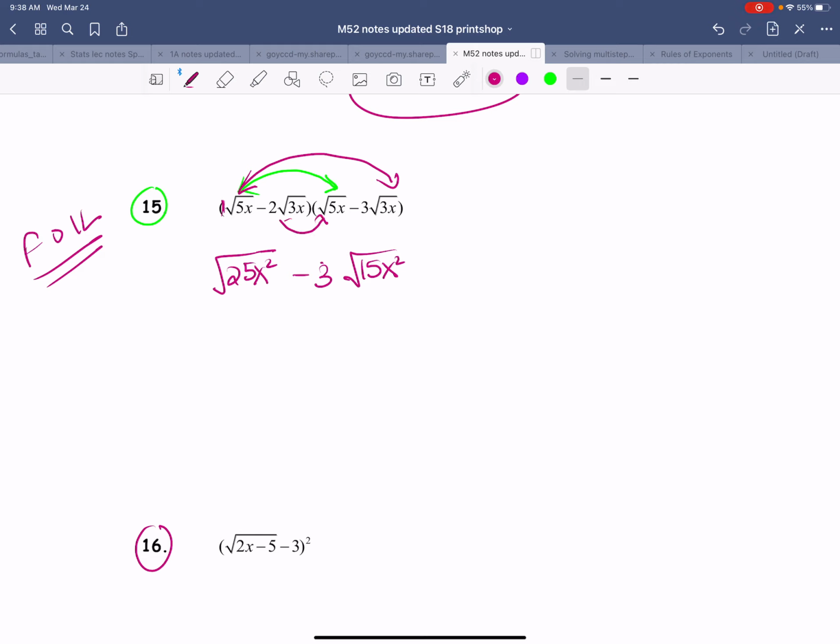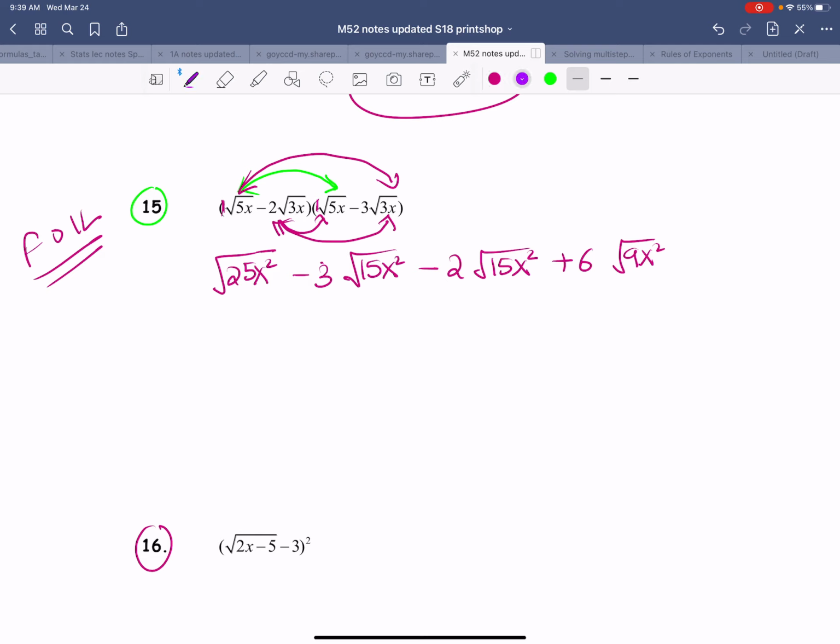It's time to multiply inside and inside. Positive times negative is a negative, and there's a hidden 1 in the front. Coefficient is 1 for root 5x. 2 times 1 is 2. Square root of 15x squared. It's time to take care of last times last. Negative times negative is a positive. 2 times 3 is a 6. And inside the square root, I would have a 9x squared.